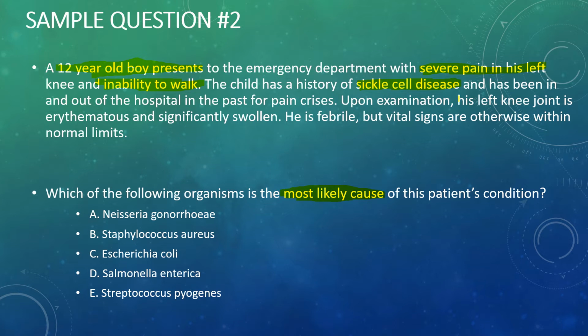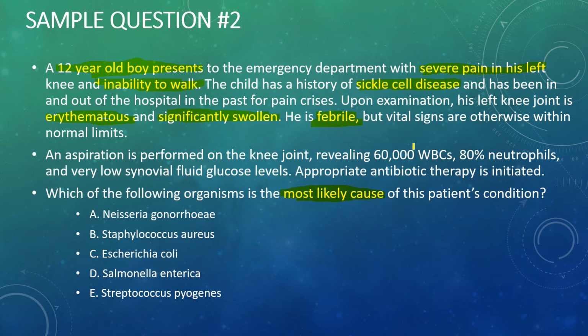Upon exam, his left knee joint is erythematous and significantly swollen. So he's significantly swollen and erythematous. These are all major indicators. He is febrile, but other vital signs are in normal limits. An aspiration is performed on the knee joint, revealing 60,000 white blood cells, 80% neutrophils, and low synovial fluid glucose. So this is a very large number of white blood cells, 60,000 in the synovial fluid with 80% neutrophils. So this definitely is a septic arthritis. And also low synovial fluid glucose levels. All of these tell you this is probably septic arthritis.